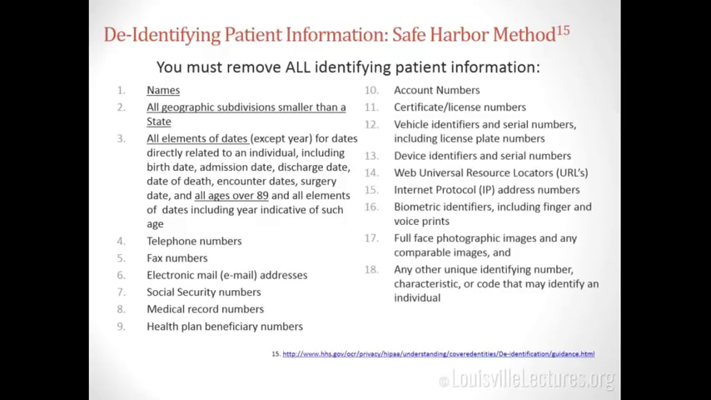And then things like certificate numbers, URLs, internet protocol address numbers, which you can get from IT and stuff. And then things you already know about, like full face photographic images and any kind of other characteristic or code that might identify a patient, like a tattoo that has their prison number on it or something like that.